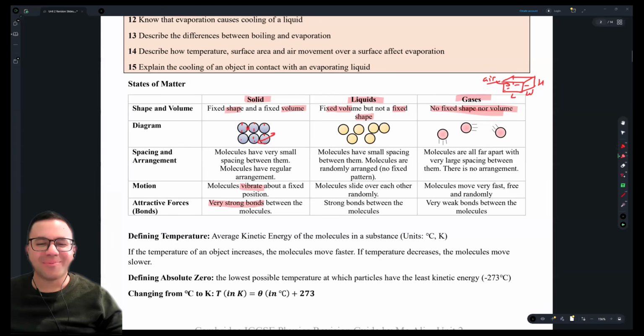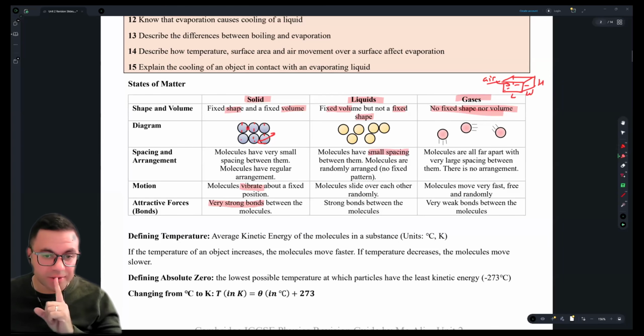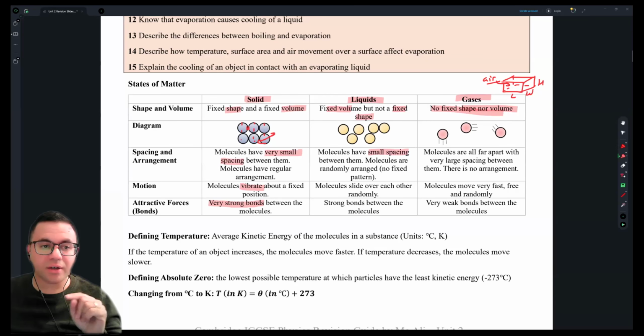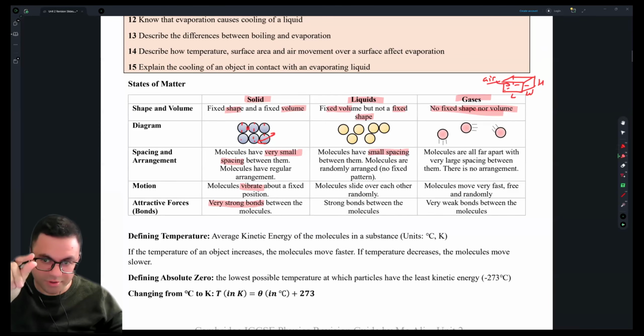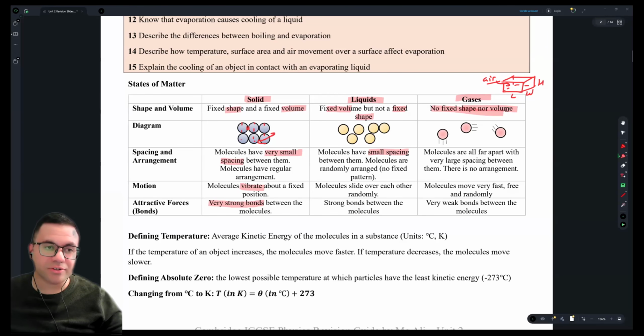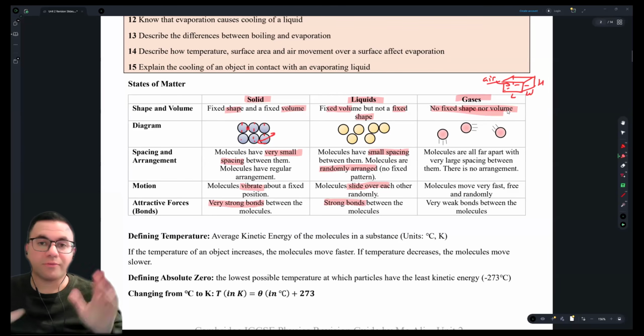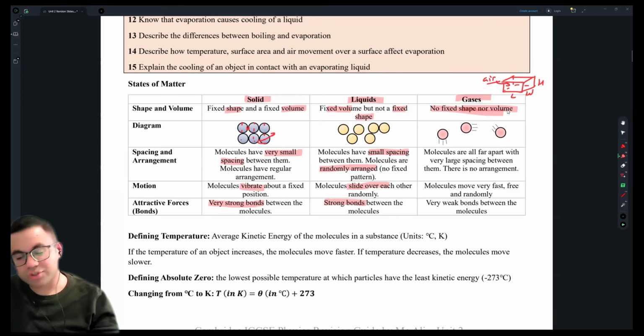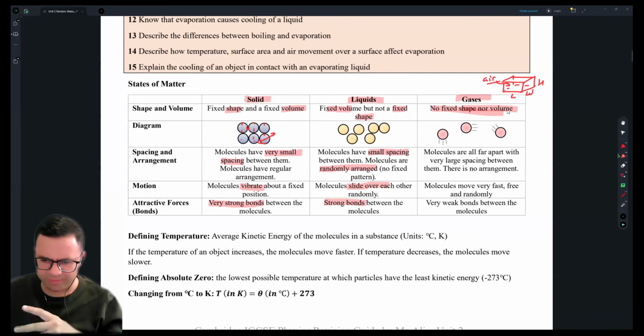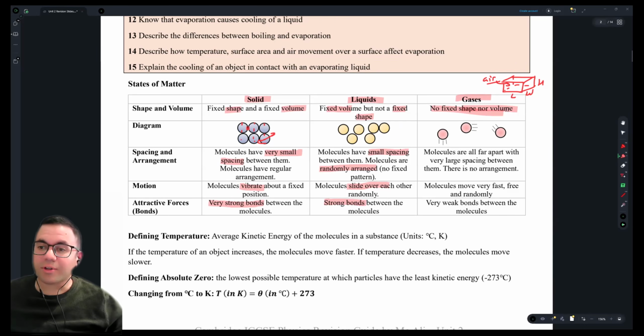Now, molecules in a liquid have small spaces. Look at the difference: very small and small. Don't just say, oh, liquid molecules have large spaces. They don't. They're still small spaces. And they are randomly arranged. There's no pattern. They slide over each other and they have strong bonds between them. So you have very strong bonds in solid molecules, strong bonds in liquids. Don't use weak. I know sometimes in chemistry they use weak bonds for liquids. Not true. Not in our case. In gases, the molecules are all far apart with very large spacing and there is no arrangement. They move free, fast, and random, with very weak bonds. You can say weak or very weak, it doesn't matter.